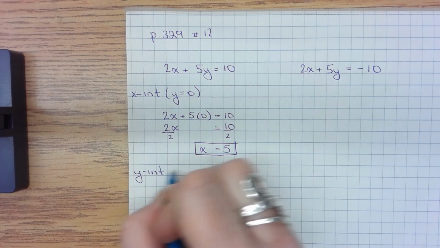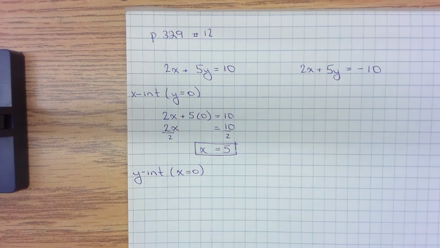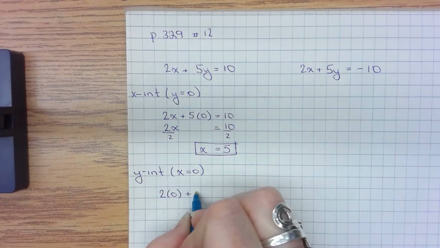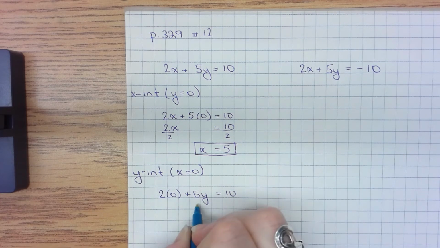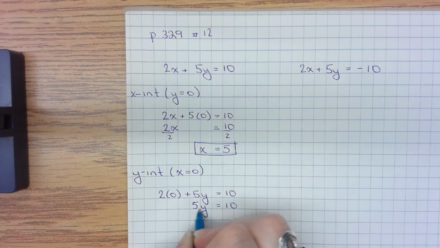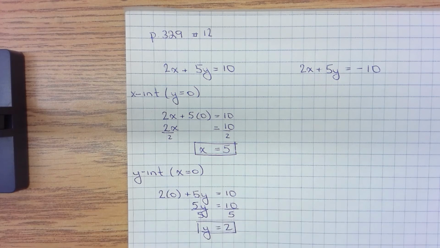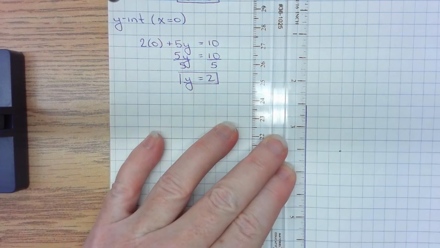Then I want to calculate my y-intercept. When I calculate a y-intercept, I know that x is equal to 0. So this time I'm going to replace x with 0, and then I have 5y equals 10. 2 times 0 is just nothing, so I don't need it. I can divide both sides by 5, and I have y equals 2. So those are my x and y intercepts, and I am going to go ahead and graph those. I'm just going to draw a graph down here on the paper.